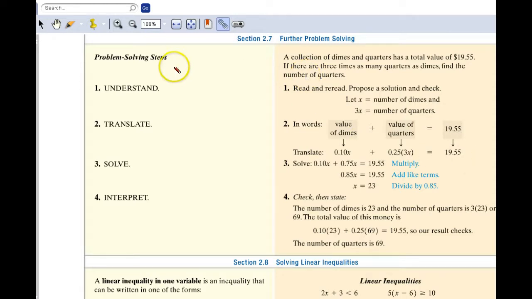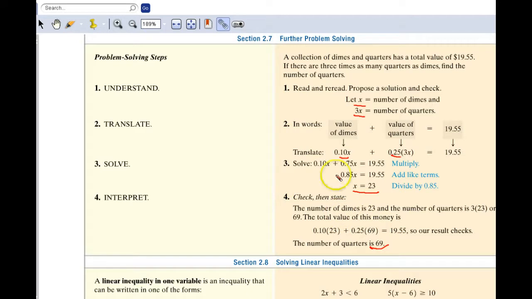So here we have, let's see now, here's our total value. In fact, this could be done in two variables very well, but here we're just using one variable. So it says let x equal the number of dimes, and you have 3 times as many quarters, so that's going to be the number of quarters. So how much is a dime worth? Well, 10 cents times the number of dimes. 25 cents times the number of quarters, which is 3x, and that's your total value. Now when you finish, you end up with x equals, well, this is going to be your number of dimes. So how many quarters do you have? Well, 3 times that, so that will be 69. And there they are.